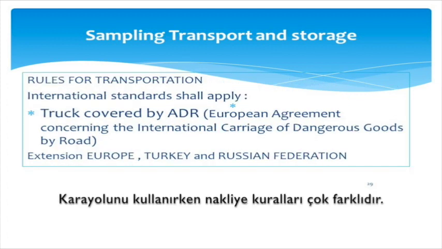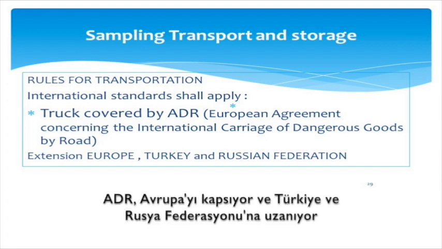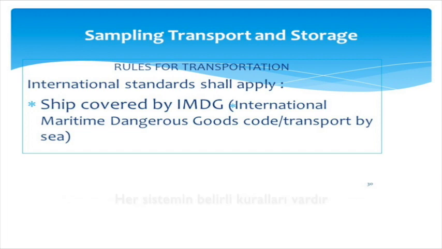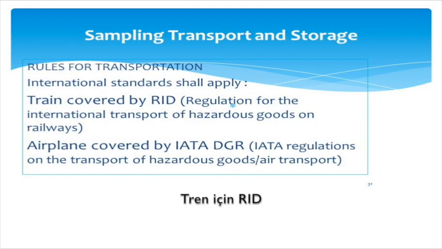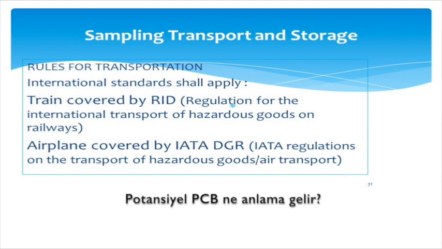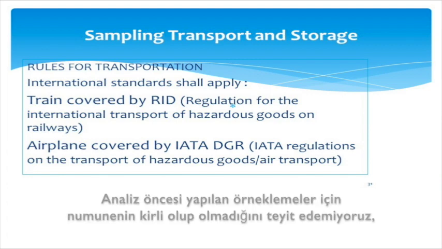The rules of transportation are very different. For road, ADR covers Europe and extends to Turkey and the Russian Federation. For the ship, it's covered by the IMDG. Each ship system has a specific rule. For the train, it's RID. For the plane, it's covered by IATA-DGR.